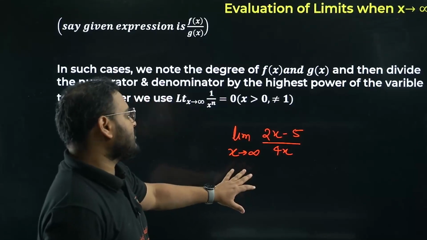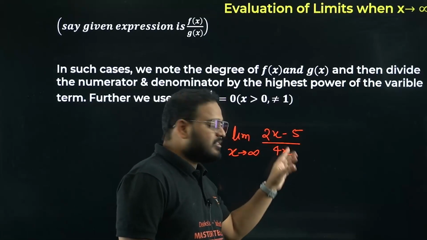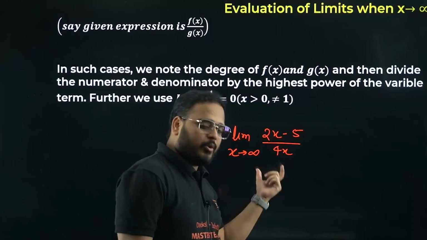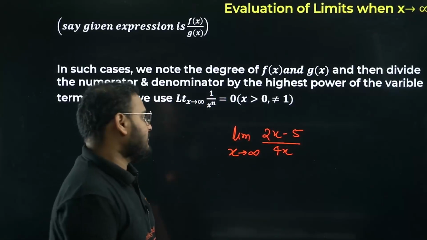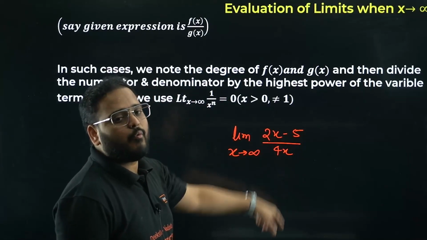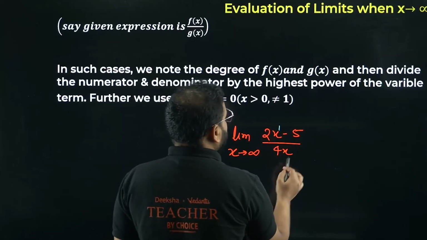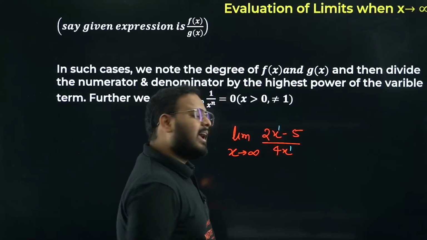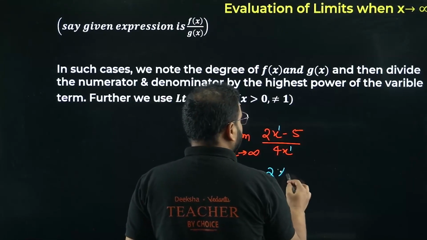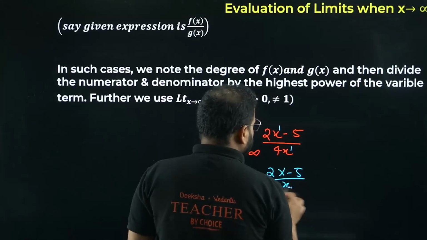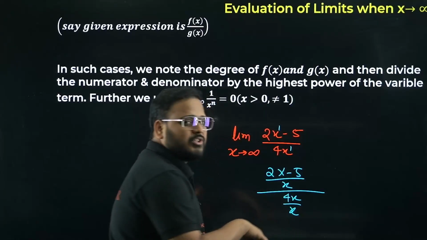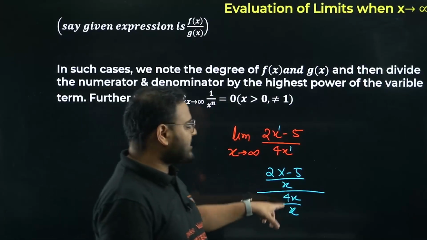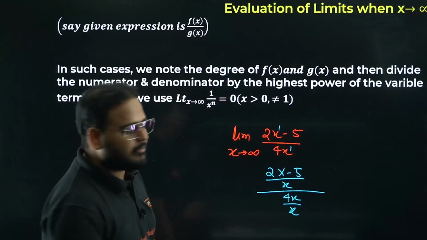What do we do in this type of question? We check the degree of both the numerator and denominator polynomial and divide both of them with the highest degree that we have. Here the highest degree is 1. Please check, this is 1, this is 1. So divide everything by x. You're going to get 2x minus 5 upon x divided by 4x upon x. I can do that, no change actually, because the same operation is done on both numerator and denominator, so it remains unchanged.